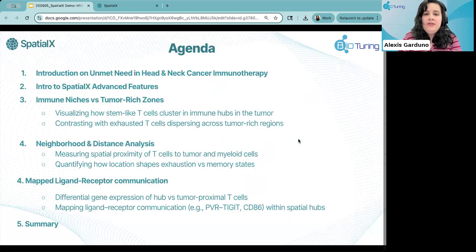To recap or give you some idea of what the agenda will look like, I'll go through an introduction on some of the unmet needs within head and neck cancer, specifically relating to immunotherapy. From there, we'll go into an intro to Spatial X, particularly specific advanced features that we recently released. The third part will be going into the specific aims when we're trying to analyze a data set within the Spatial X system.